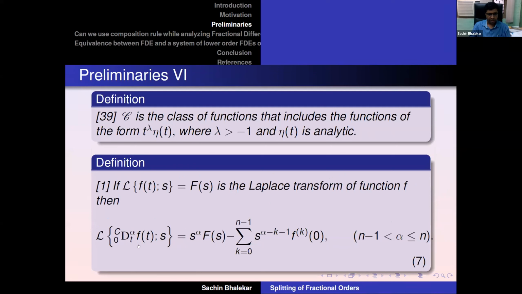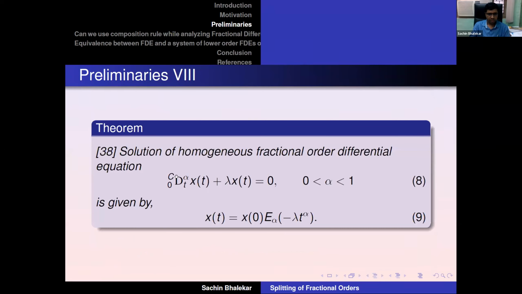Laplace transform of the fractional derivative. When we consider an alpha order derivative and alpha is between the integers n-1 and n, then it is s raised to alpha, capital F of s, where capital F is the transform of the function f of t, minus the summation of s raised to alpha minus k minus 1, times the kth derivative of f at 0, k from 0 to n-1. If we consider the linear differential equation D^alpha x of t plus lambda x of t equal to 0, and we take alpha between 0 and 1, then the solution is given in terms of the Mittag-Leffler function: x of 0 times E_alpha of minus lambda t raised to alpha.